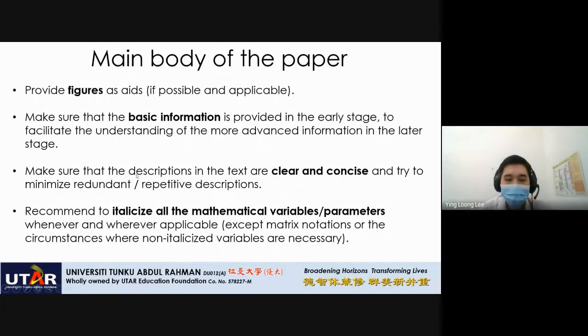And then make sure that the description and the text are clear and concise. You should mention things clearly and concisely. Concise here means the sentences or the statements are short, not too lengthy, and they are precise and specific to the thing that they want to convey.